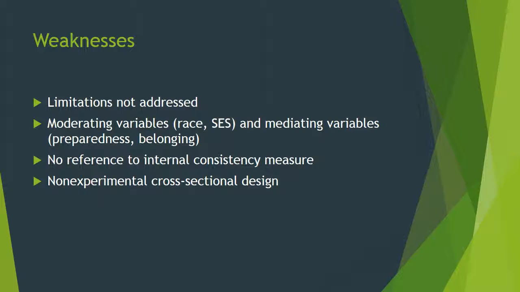There were some weaknesses in this study. Limitations were not specifically addressed in the body of the study. Moderating variables such as race and socioeconomic status and mediating variables such as academic preparedness or sense of belonging, I would imagine might impact the results, and I did not see these addressed by the researchers in the study. There was no reference to an internal consistency measure such as a Cronbach's alpha. And of course, there are always limitations to a non-experimental cross-sectional design in terms of being able to generalize the findings or repeat the study in a different environment and replicate the results.